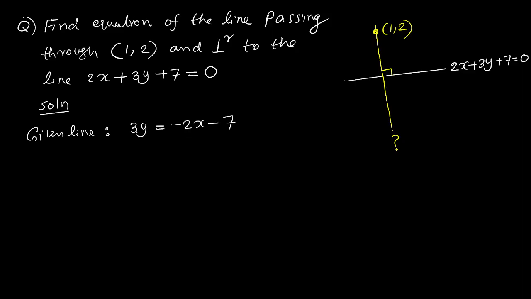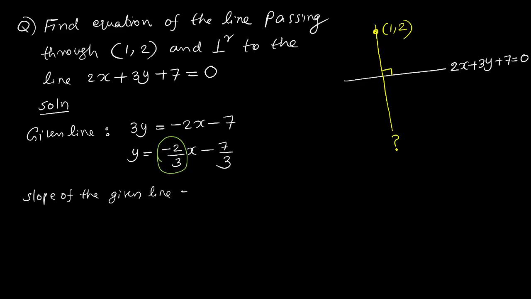The 3 can be taken to the other side, or dividing by 3 both sides. That is also true. Only 2 steps are required to find the slope. Dividing by 3 both sides. To find the slope of a line, you have to write it in the form y equal to mx plus c. We studied yesterday. mx plus c. Is it m? Yes. So the slope of the given line is equal to m, which is minus 2 by 3.